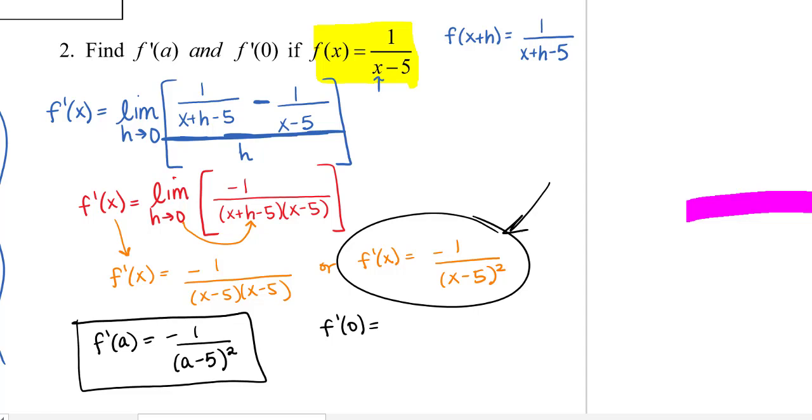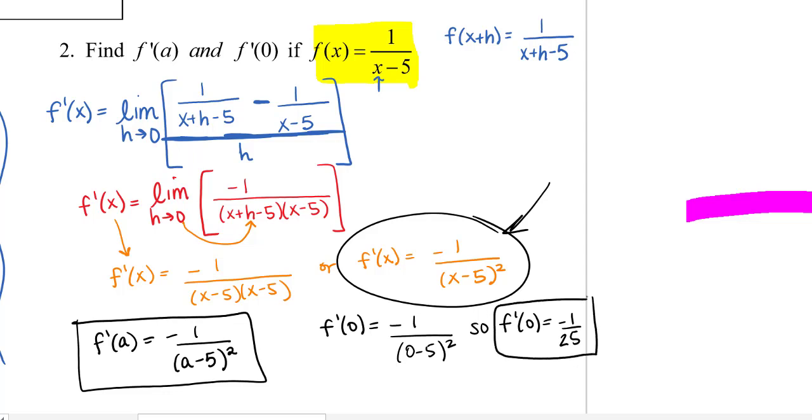So that'll give me the slope of the tangent line to my function at any point along my curve. So now I want f prime of 0, so it's negative 1 over 0 minus 5 quantity squared. So f prime of 0 is negative 1 over 25, which means the slope of my tangent line at x equals 0 is negative 1 over 25.